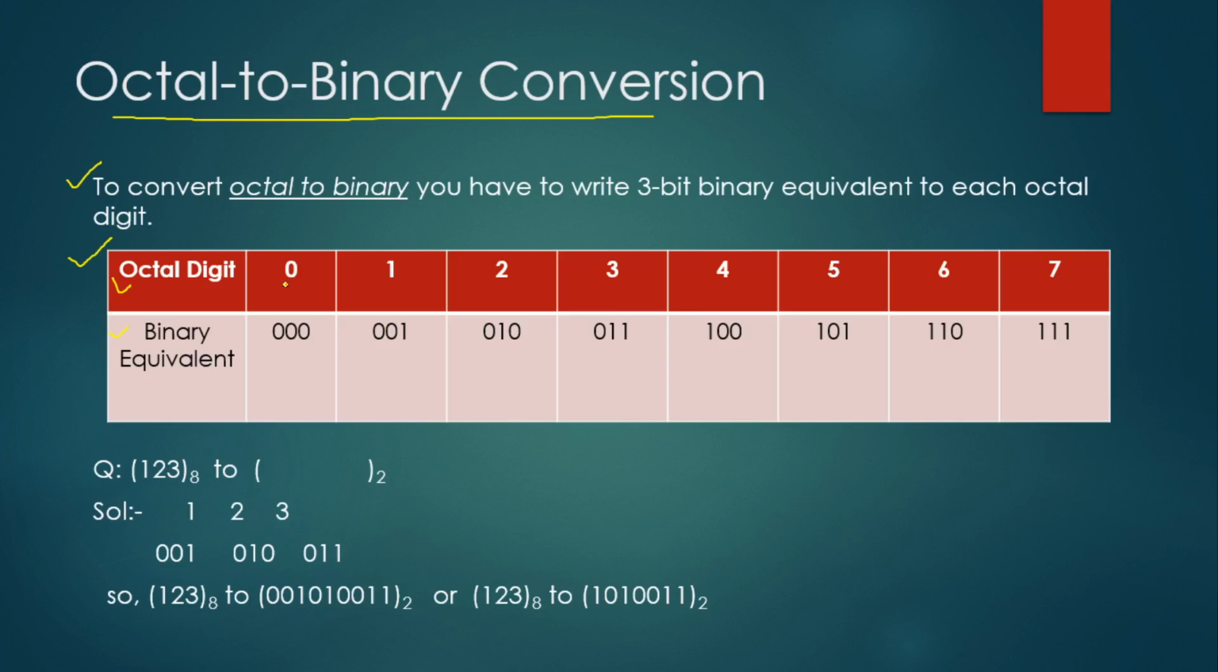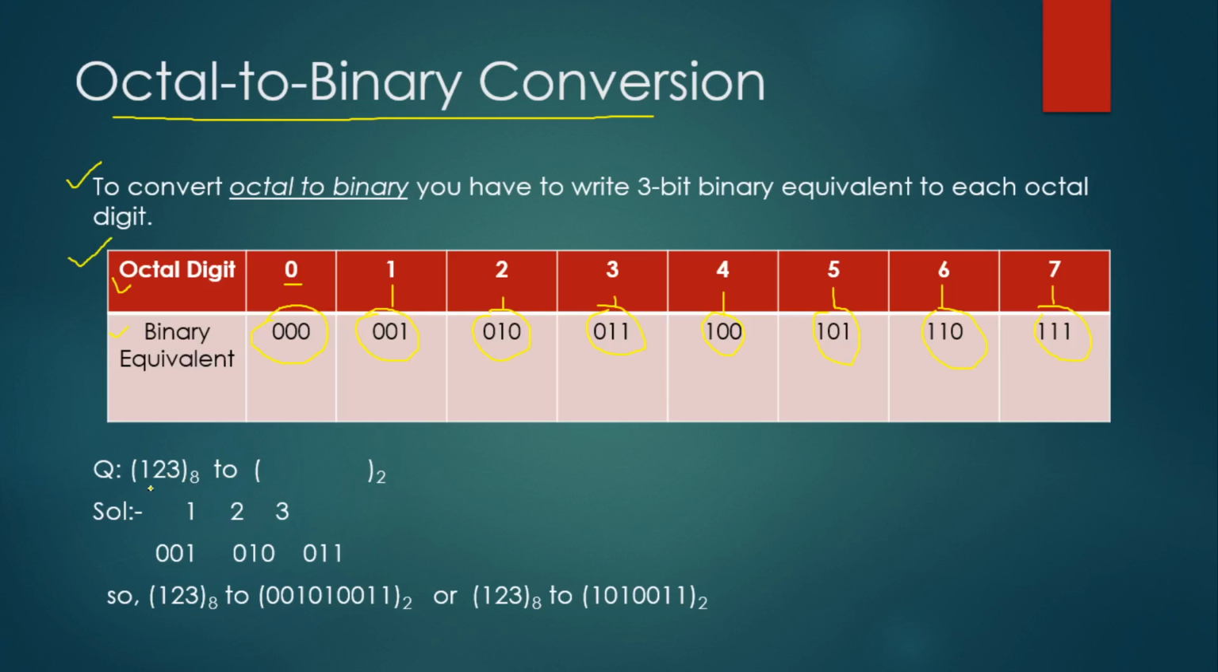So 0 is your octal digit and this is the binary equivalent of 0. Now 001 is the binary equivalent of 1, 010 is the binary equivalent of 2, 011 is the binary equivalent of 3, 100 is the binary equivalent of 4, 101 is the binary equivalent of 5, 110 is the binary equivalent of 6, and 111 is the binary equivalent of 7. So you have to learn this table to convert the octal number system to the binary number system.